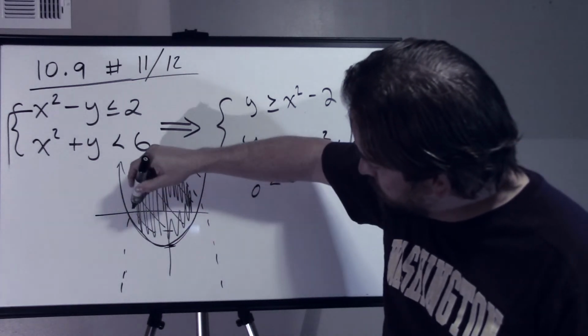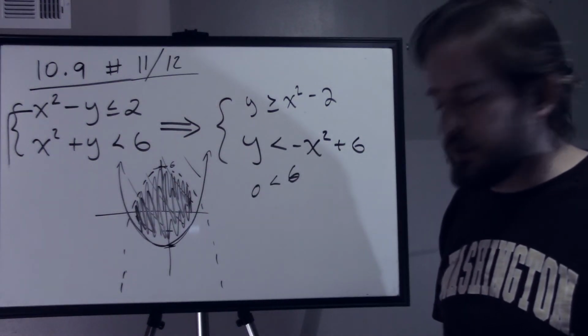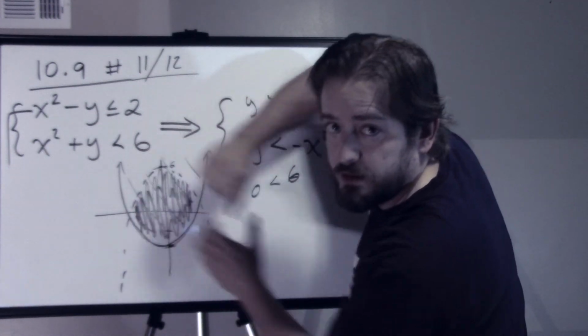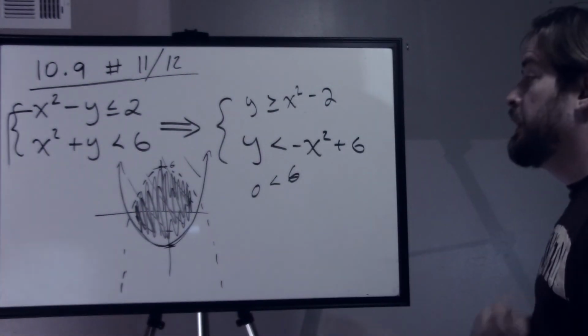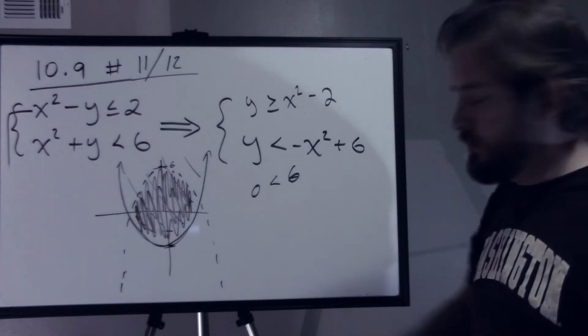I don't know how well this is showing up. Hopefully not terrible. That looks alright, I guess. But it's this shape right here inside the two parabolas, right? And then you'll just again find that the graph of that down below.